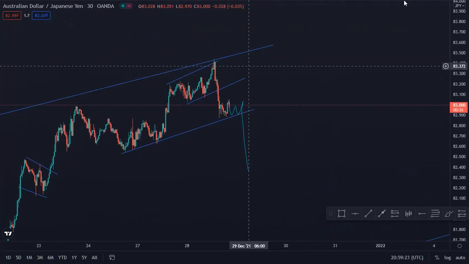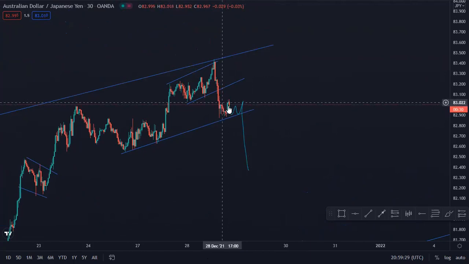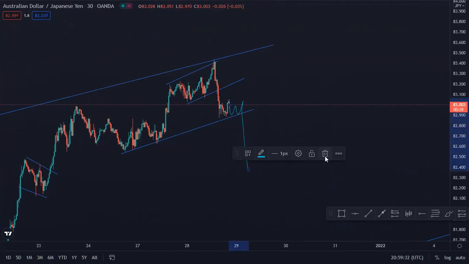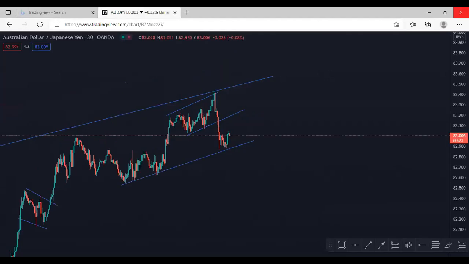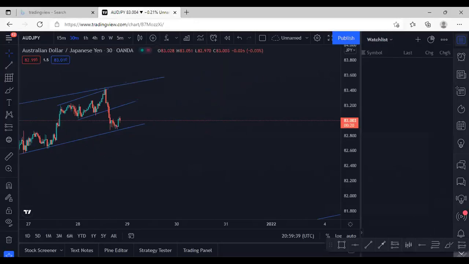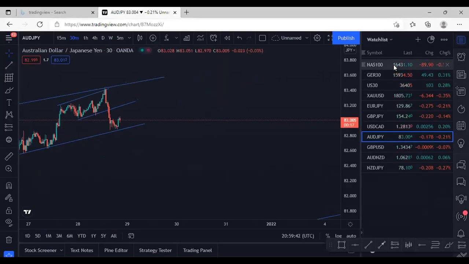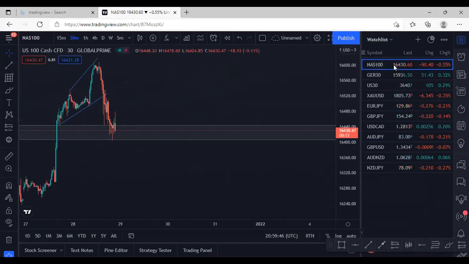Just wait for confirmations, wait for the market to give you something. Don't force to enter or don't force to trade what you do not understand. So I prefer you guys to always look for confirmations before you enter the market or before you just decide to jump into a trade or force any trade.